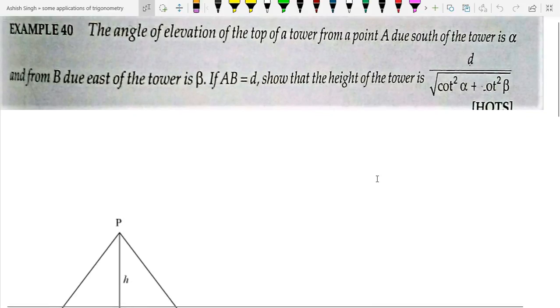Yes, this is the question, and you can see in this question that the angle of elevation of the top of a tower from a point A due south of the tower is alpha, and from point B due east of the tower is beta. That means the angles of elevation are given as alpha and beta. And if AB is equal to D, you need to show that the height of the tower is this much.